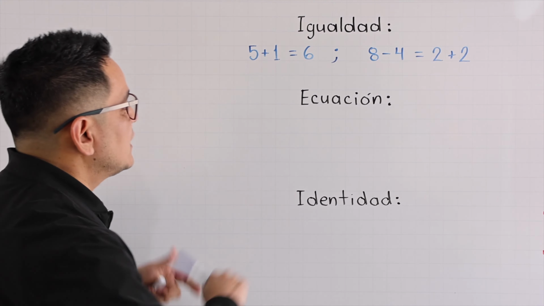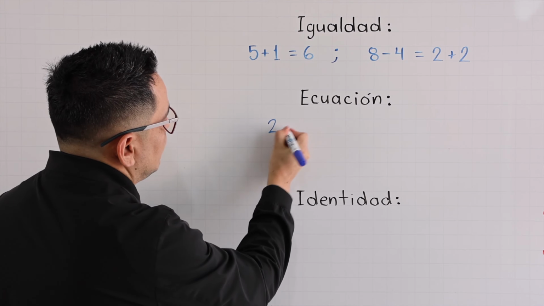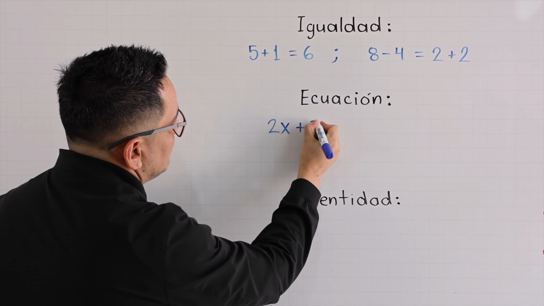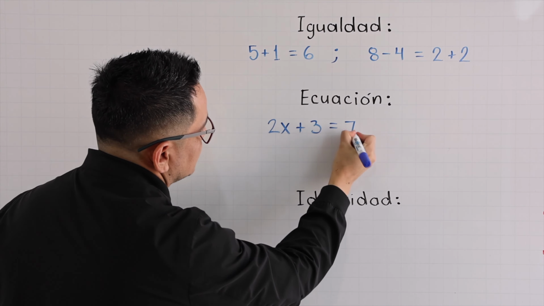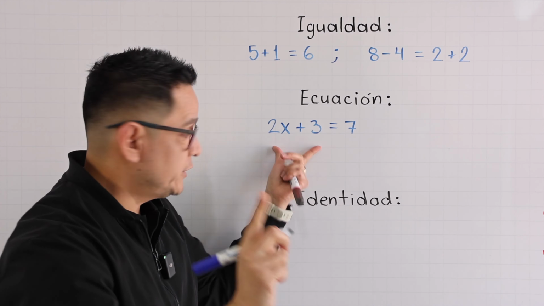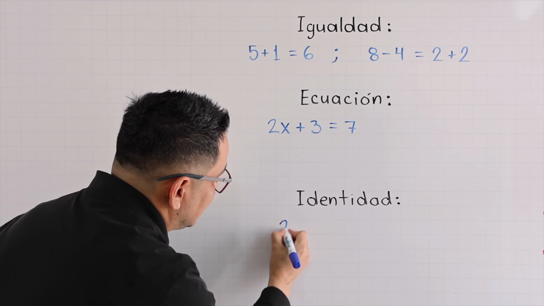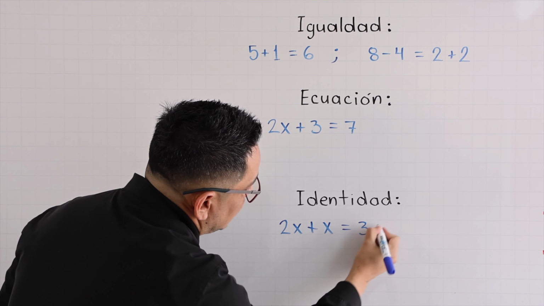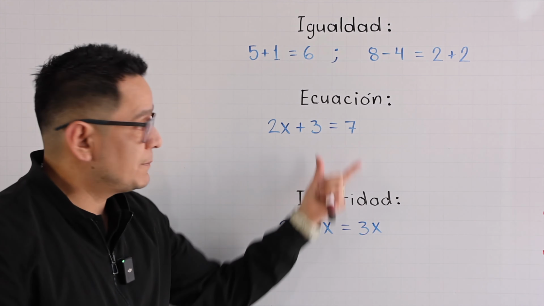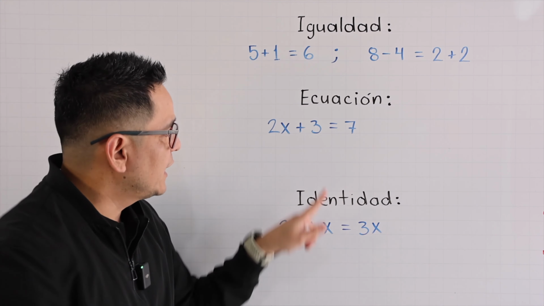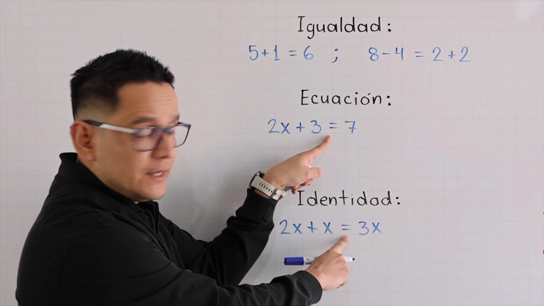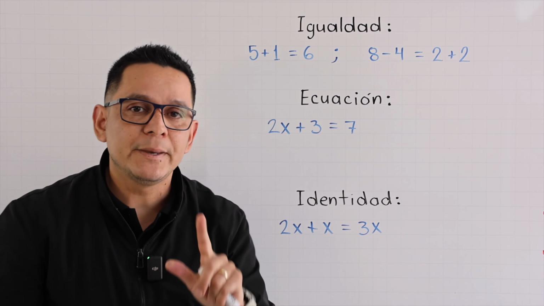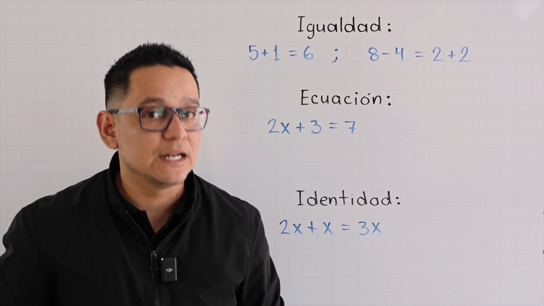Look, I'm going to write an equation here for you. For example, 2x plus 3 equals 7. This is an equation. Now I'm going to write an identity, for example, 2x plus x, 3x equals 3x. See how they look very similar, right? Because both have the equal sign and both have letters. But the main difference lies in the following.